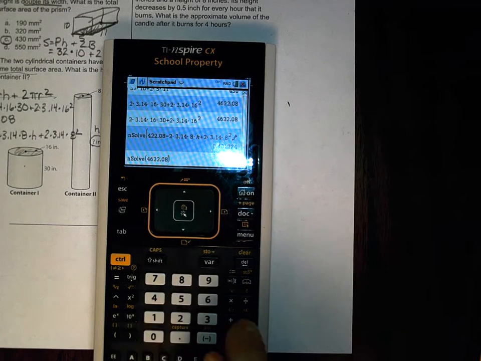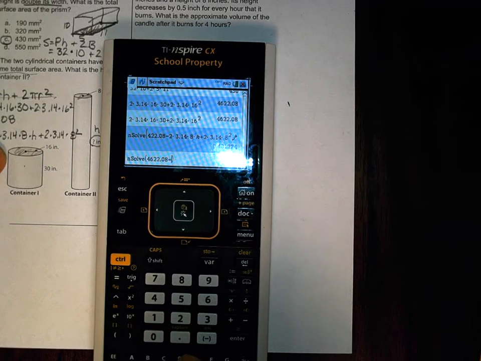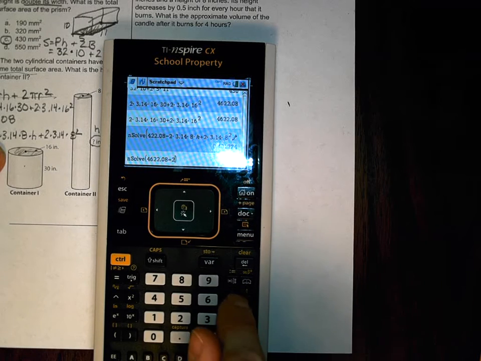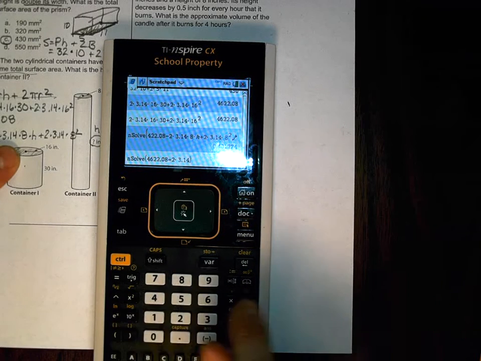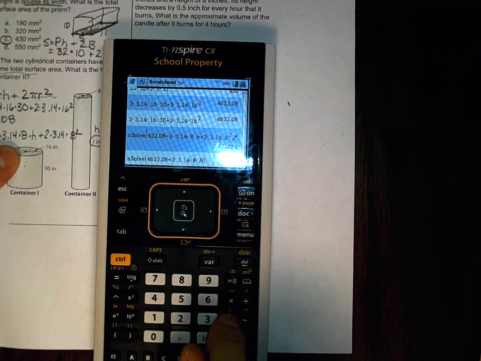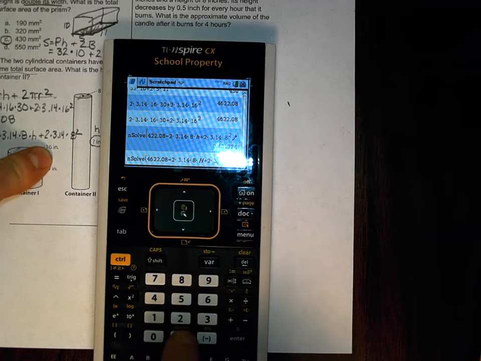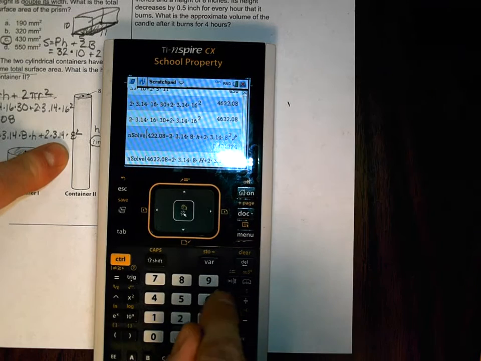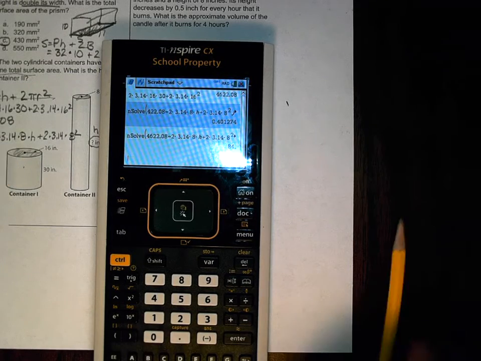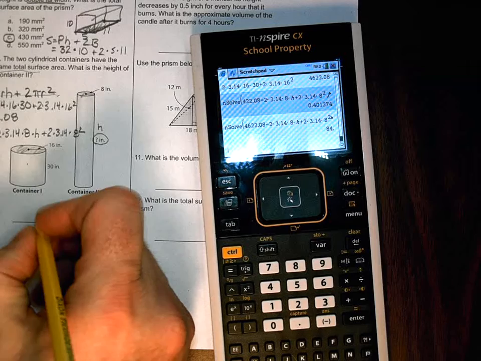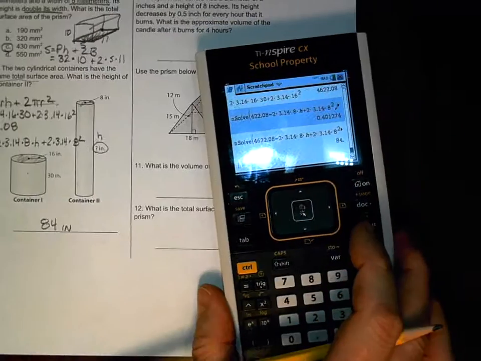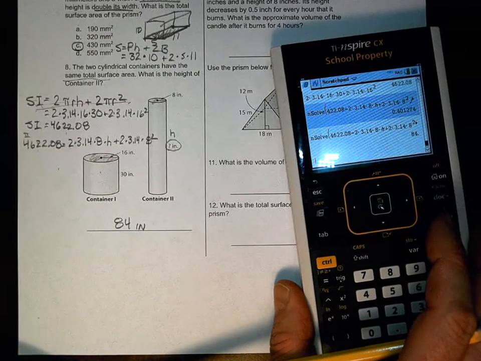4622.08 equals. You can go up twice. Somebody showed me that, but I don't know how to do it. You can go up twice and press left once. 2 times, now they give me hints, times 8 times H plus 2 times 3.14 times 8 squared, comma, H. And I get 84. So the height is 84 inches. A little long, but if you do it, it'll pay off. I'd move that all over there again.